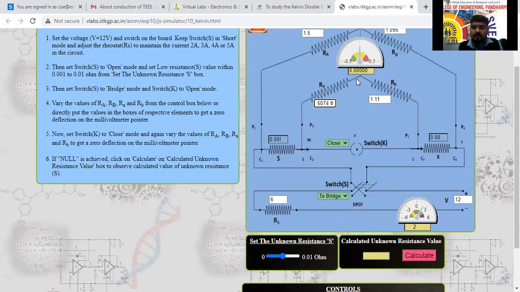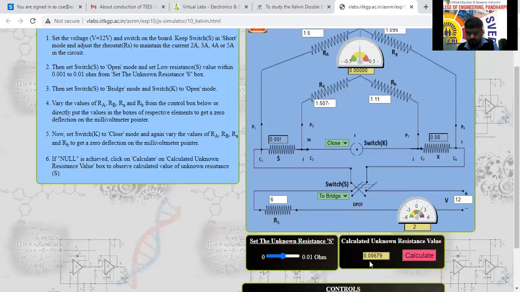What we have to do now is calculate the value. By clicking on calculate, we will achieve this value. It is going to display this X value, the unknown resistance value. The unknown resistance is 0.00679. 1.095 into 0.005 divided by how much? That is 1.5. Just a minute.